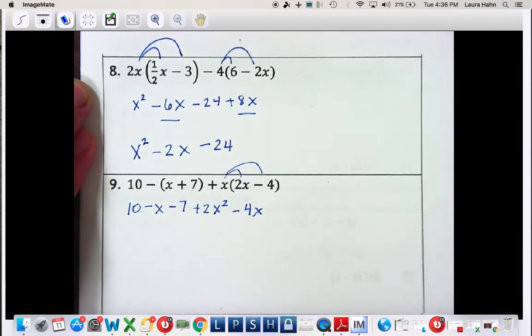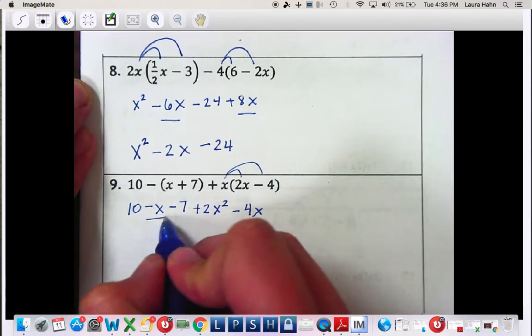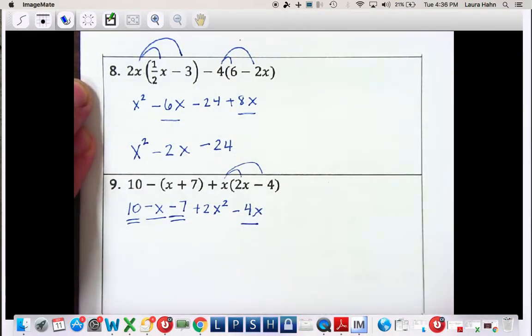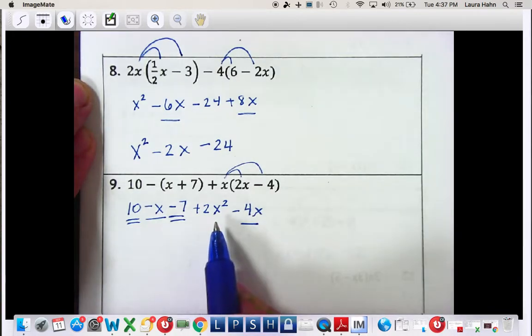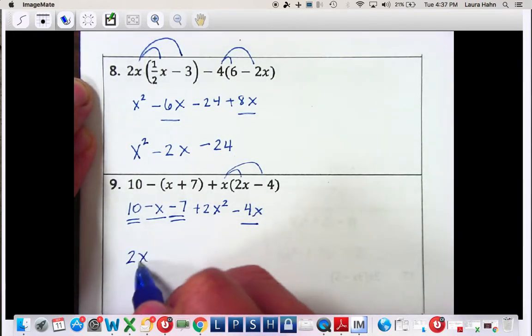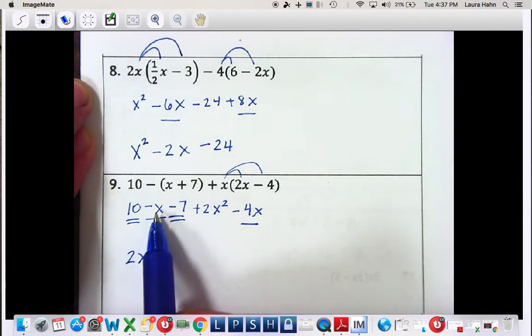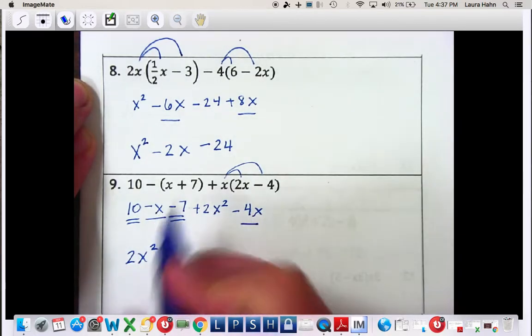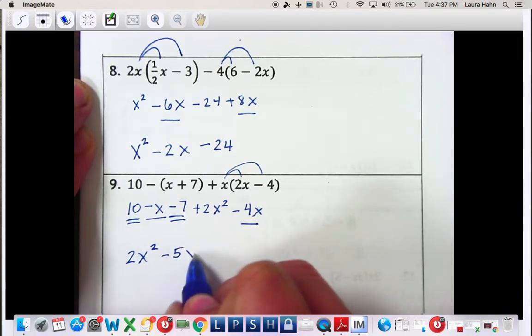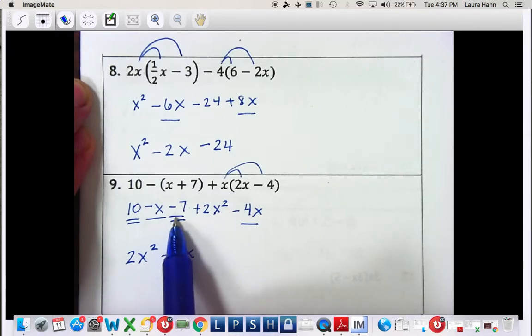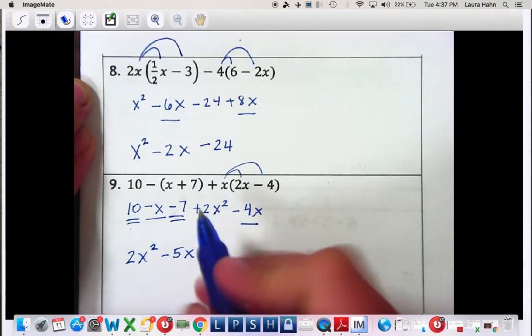All right, now I just have to worry about combining my like terms. I see x's here, and a regular number here, and here. There were no other x squared, so those drop down. All right, so let's add up our x's. This is a negative 1, right? So I have negative 1 plus a negative 4, which is going to give us negative 5x. All right, now our regular numbers. We have 10 and a negative 7. 10 plus a negative 7 is a positive 3.